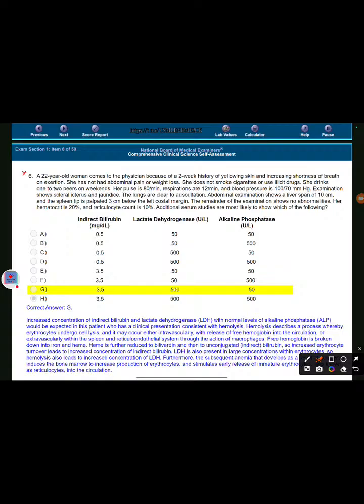Hemolysis describes the process whereby erythrocytes undergo cell lysis, and it may occur either intravascularly with the release of free hemoglobin into circulation, or extravascularly within the spleen and reticuloendothelial system with the action of macrophages. Free hemoglobin is broken down into iron and heme, which is further reduced to biliverdin and then unconjugated bilirubin.